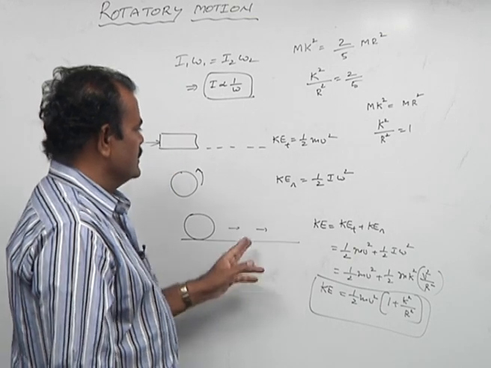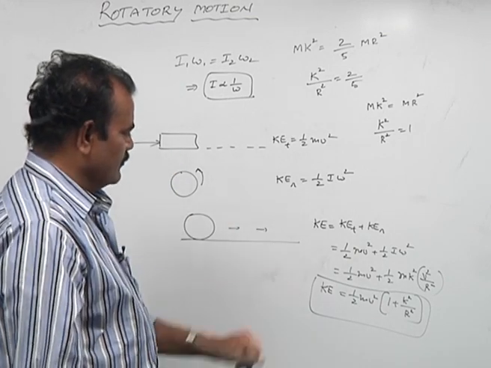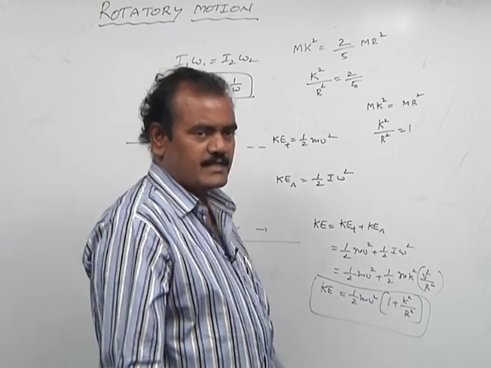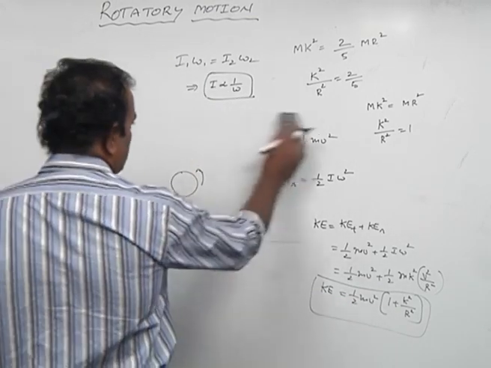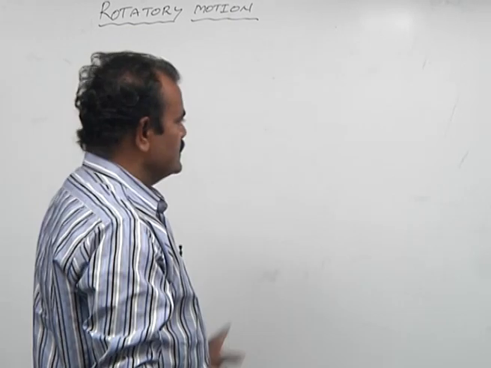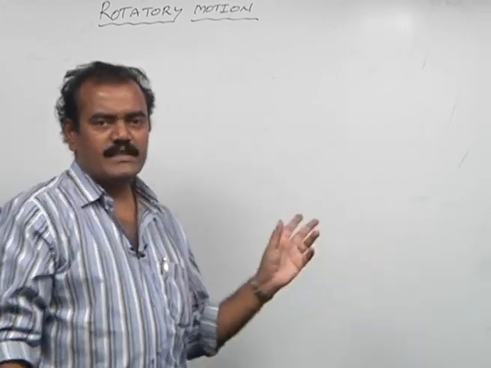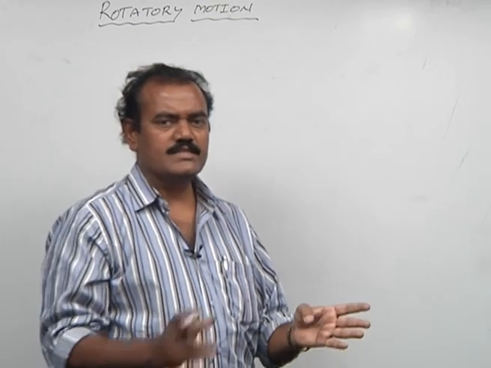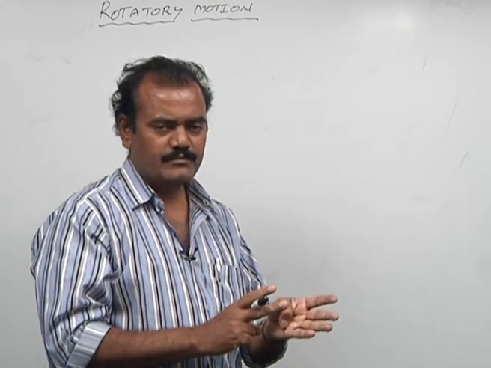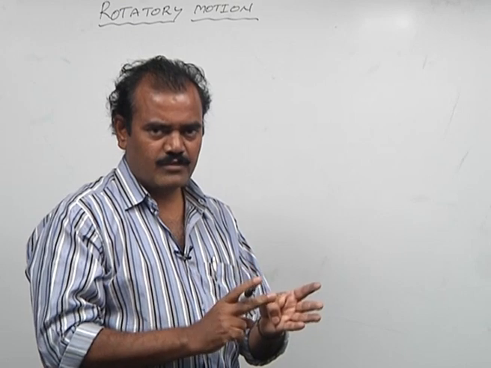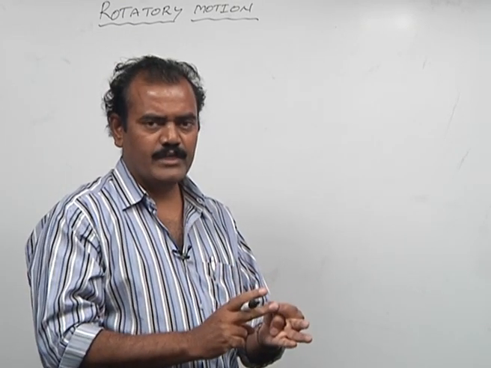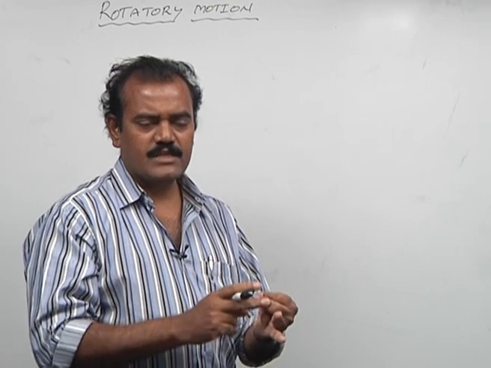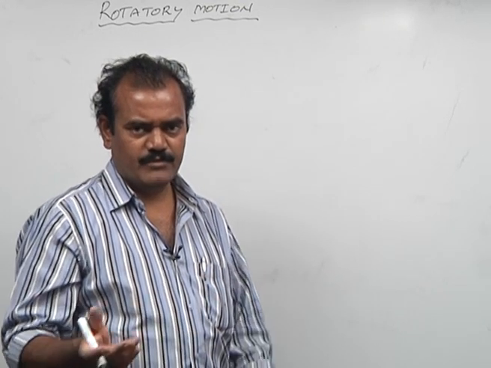Now the energy of this rolling body is half mv square of 1 plus k square by r square, and thereafter we are coming to the next concept. So far in this second phase of rotatory motion, we have discussed the angular momentum and the conservation of angular momentum, and thereafter applications of angular momentum and conservation of angular momentum.